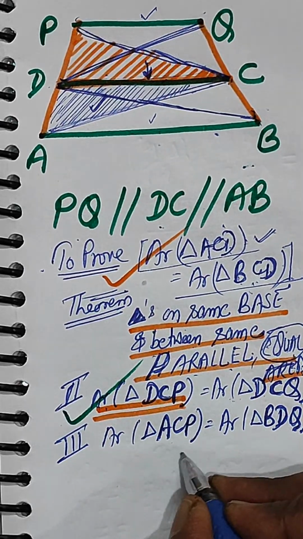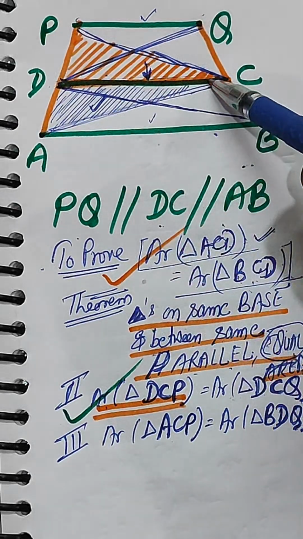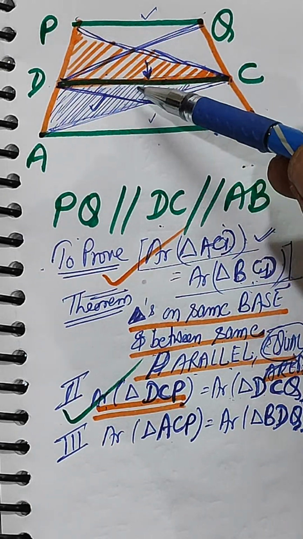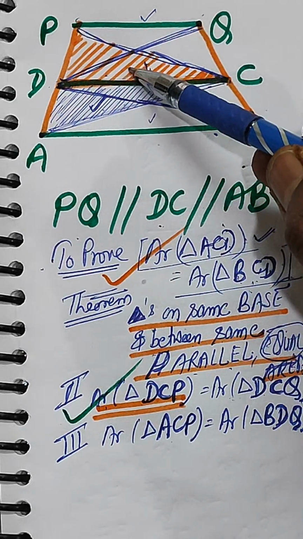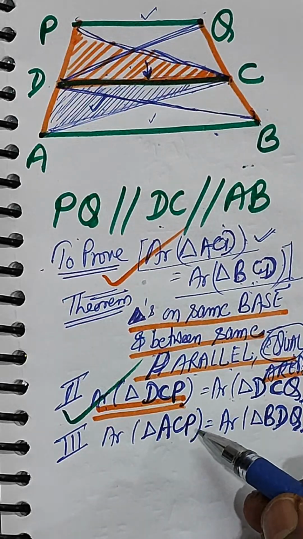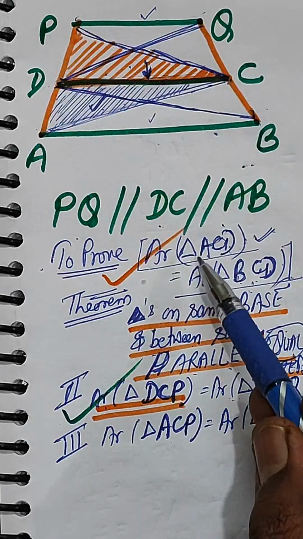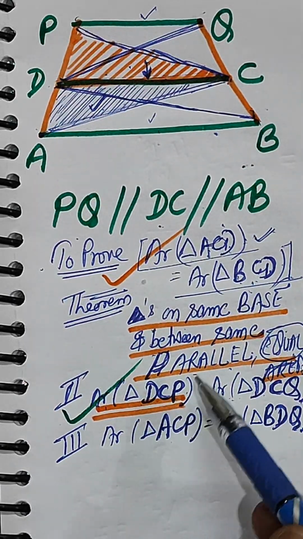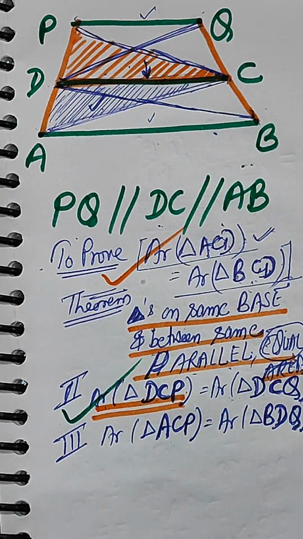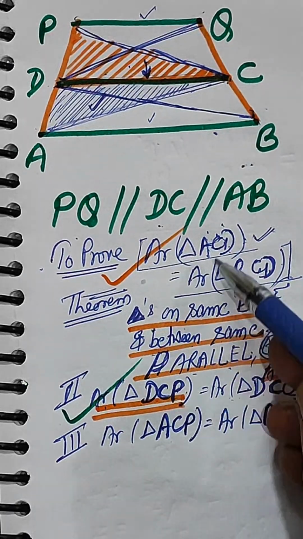First of all, locate this ACP in this figure. Where is ACP? My dear friends, ACP is the total shaded area, the blue area and the orange area, right? That means we can say that ACP is the sum of ACD, this one, and DCP, this one. So if you just add the LHS of both the proved parts, right?